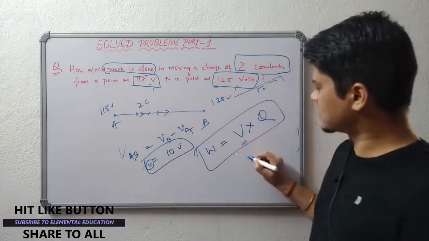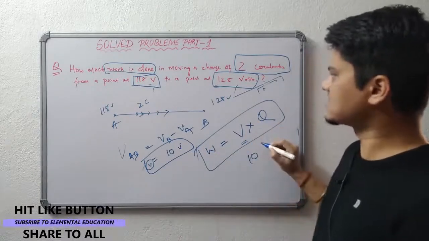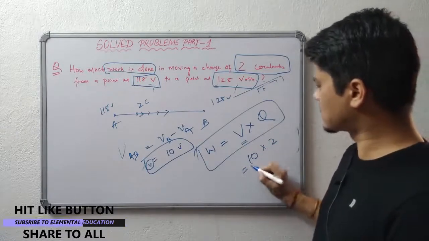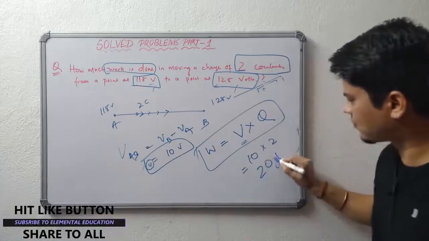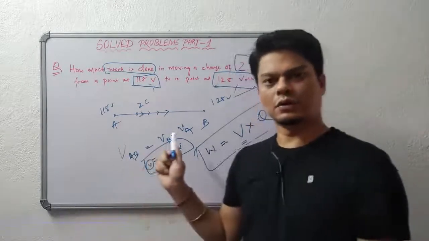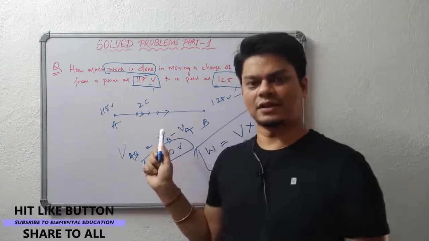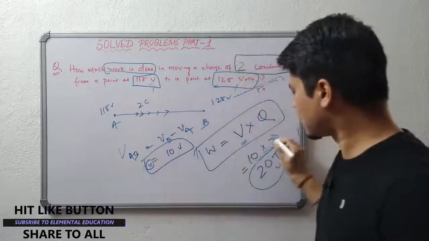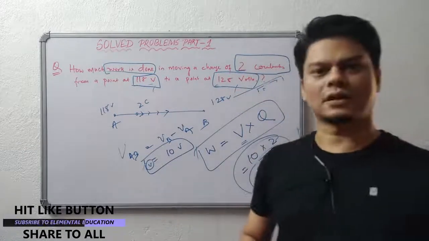So what is the potential difference? 10. And what is the charge? 2 coulomb. So how much work is done? 20 joules of work is done. I hope you understood this question. 20 joules of work is done.